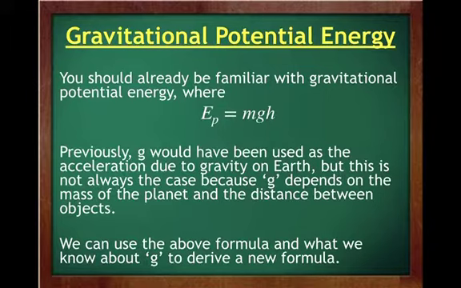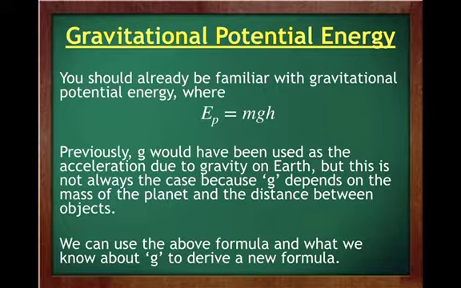Moving on, talking about gravitational potential energy, which will be very helpful when it comes to figuring out our escape velocity for something. We should already be somewhat familiar from Physics 11 or previous physics courses with the idea of gravitational potential energy, where the potential energy of a particular object comes from its mass multiplied by the gravitational field strength multiplied by the height.